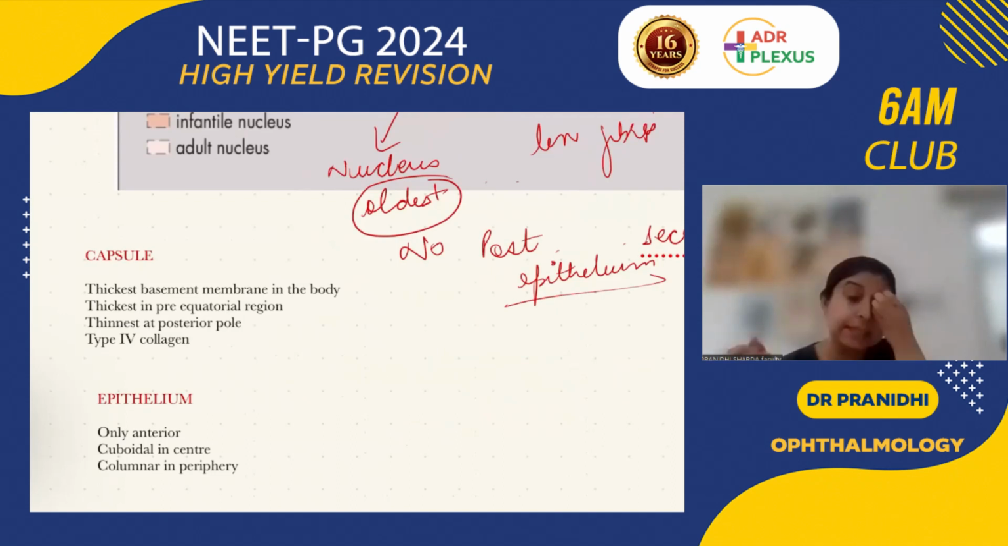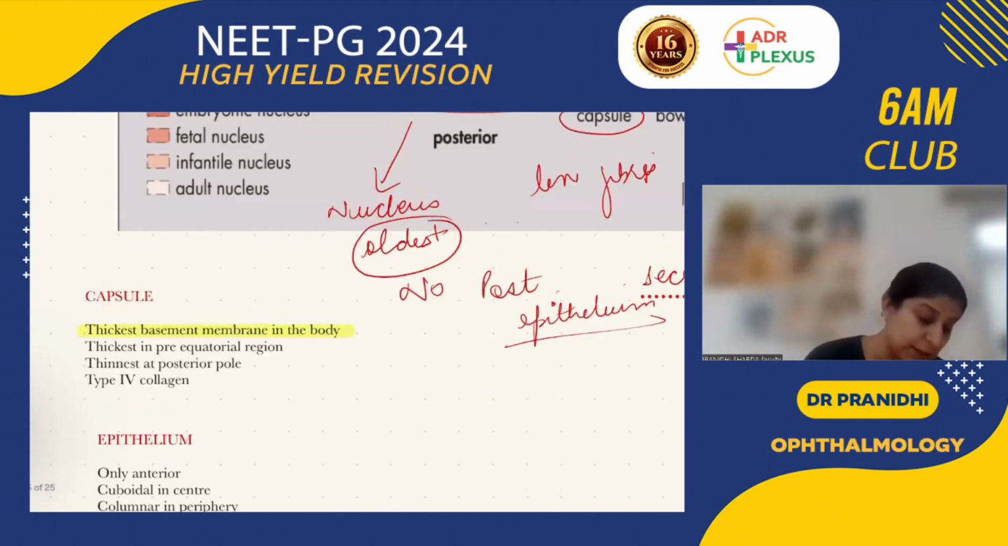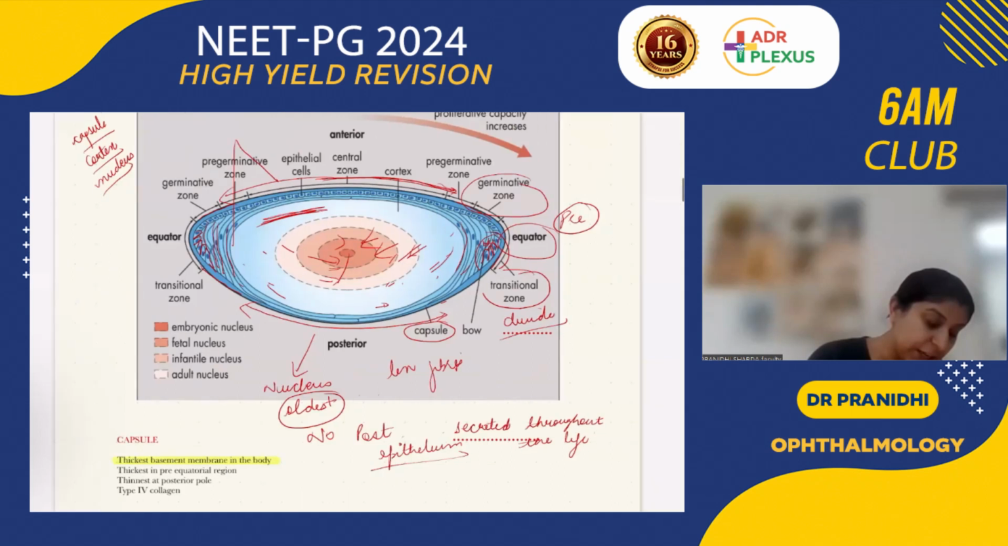So we'll talk a little about the three layers of the lens. The capsule is basically a basement membrane, and it is the thickest basement membrane of the body. It is thickest in the pre-equatorial region. So what are these regions of the lens? The central one, as we know, contains the cuboidal cells. Then from the central one, we have the pre-equatorial region, and at the equator, we have the equatorial region.